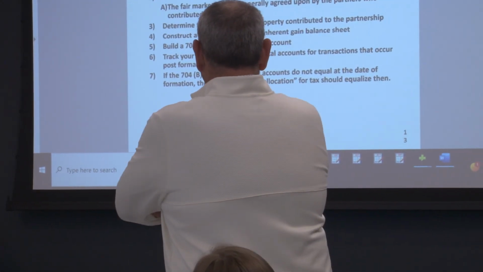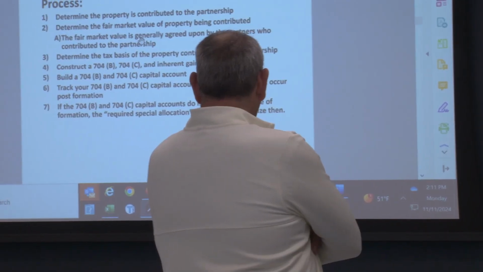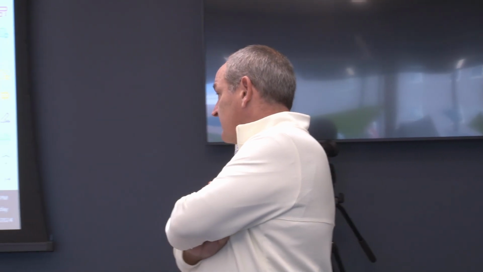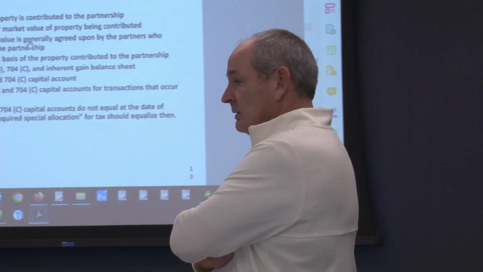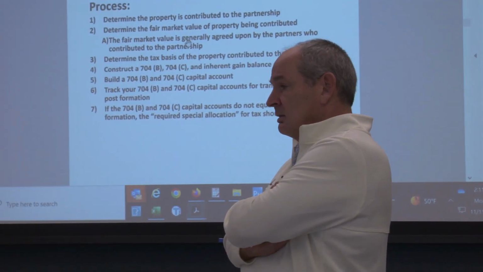Okay, so determine the fair market value of the property being contributed. The fair market value is generally agreed upon by the partners who contributed it. Okay? Determine the basis of the property being contributed. Fine. Construct a 704B, 704C, and inherent gain balance sheet. What on God's green earth does that mean, Nate?